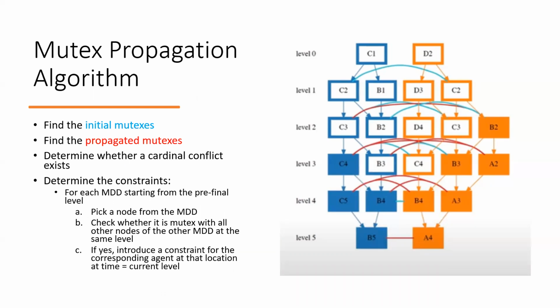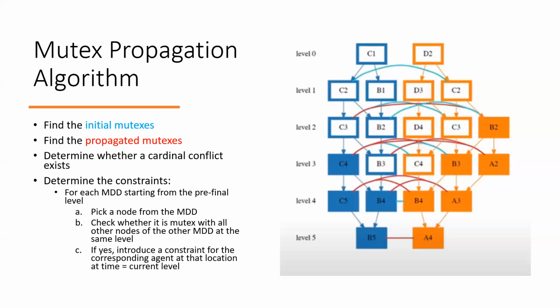So for constraints, for each MDD starting from the pre-final level, we pick a node from the MDD. Let's say we pick the node B4 in level 4. So what we do is we check whether it is mutex with all the other nodes of the other MDD at the same level. And if it is mutex with all the nodes of the other multi-value decision diagram.